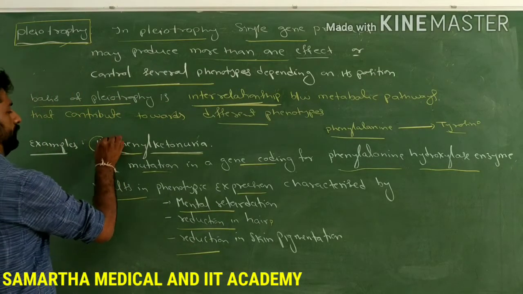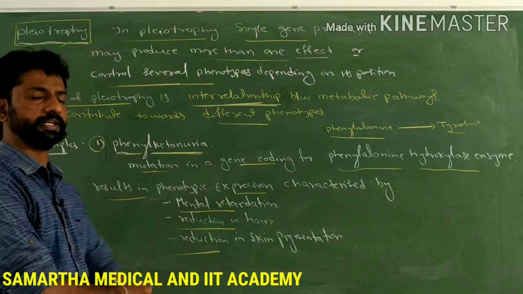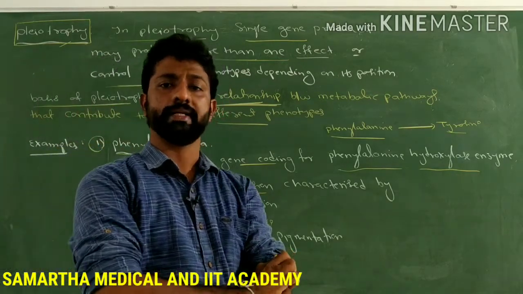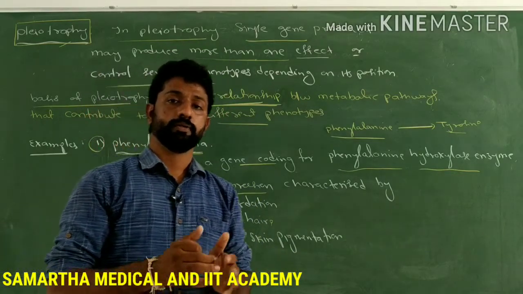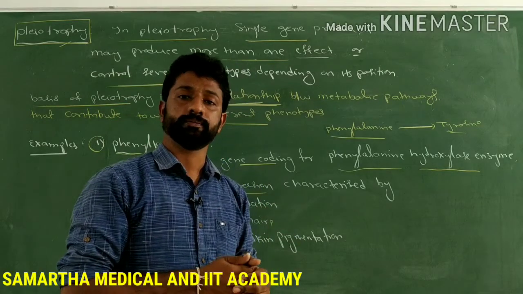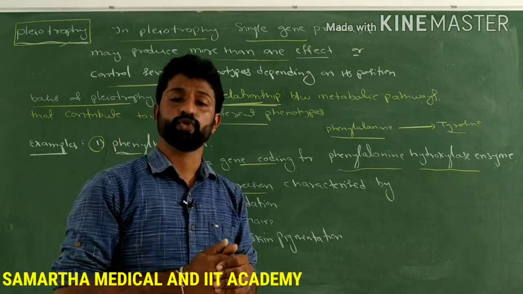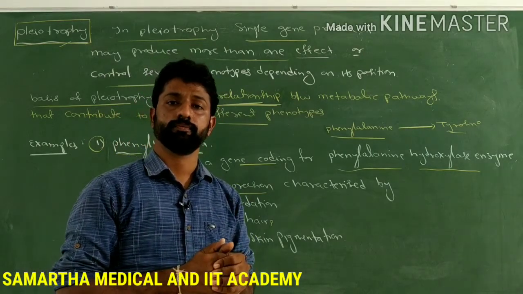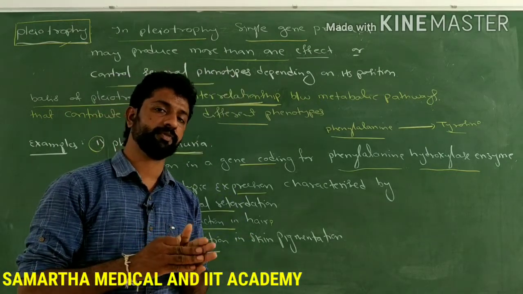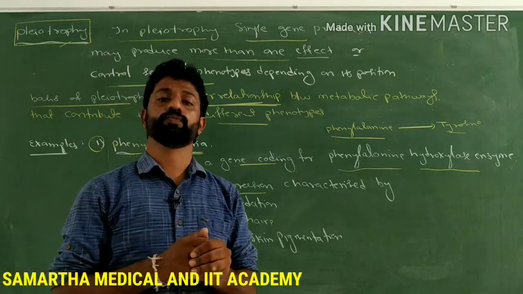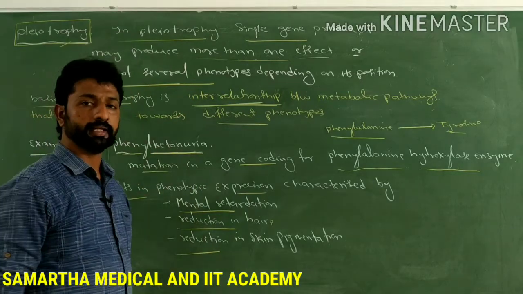One example of pleiotropy is phenylketonuria. So what is phenylketonuria? It is an autosomal disorder. Later you will get to know what autosomal disorders are, which disorders are sex-linked, what autosomes are, what sex chromosomes or allosomes are, and which disorders are transmitted from parents to offspring through chromosomes. That we will discuss at the end of this chapter. Now, just remember, phenylketonuria is an autosomal disorder.